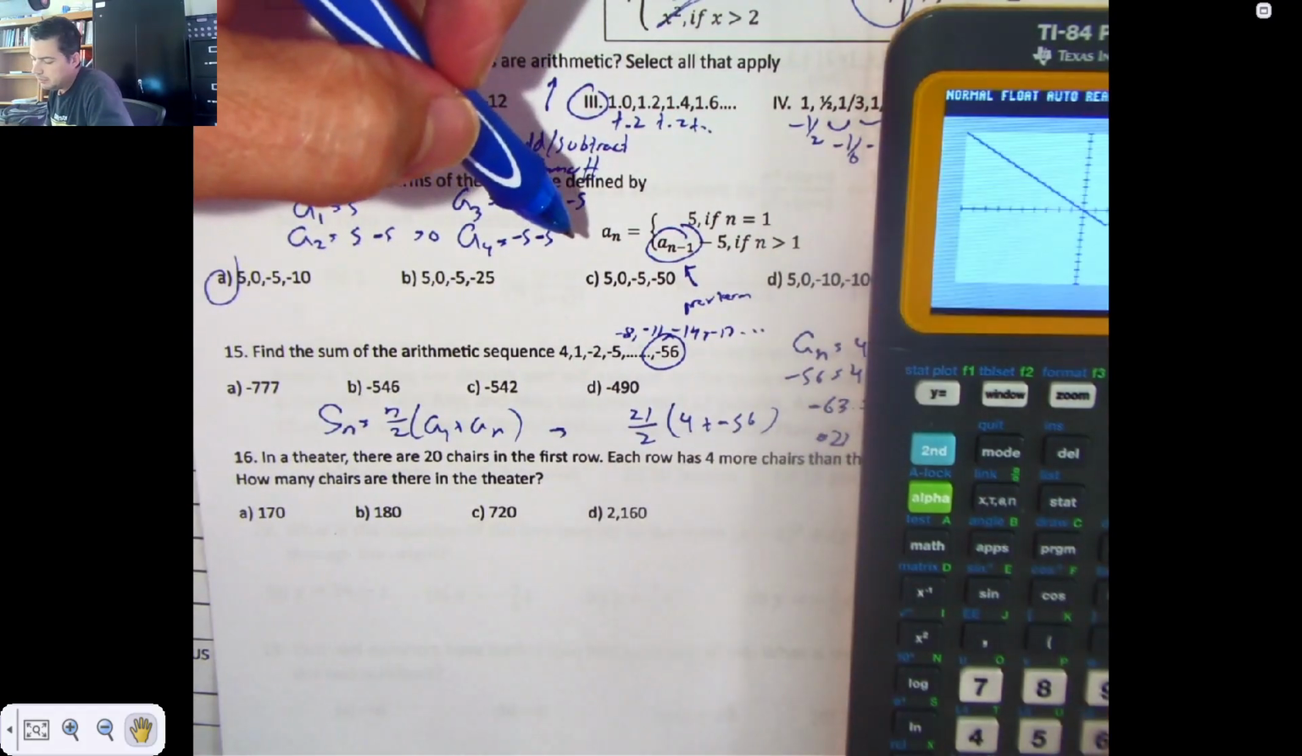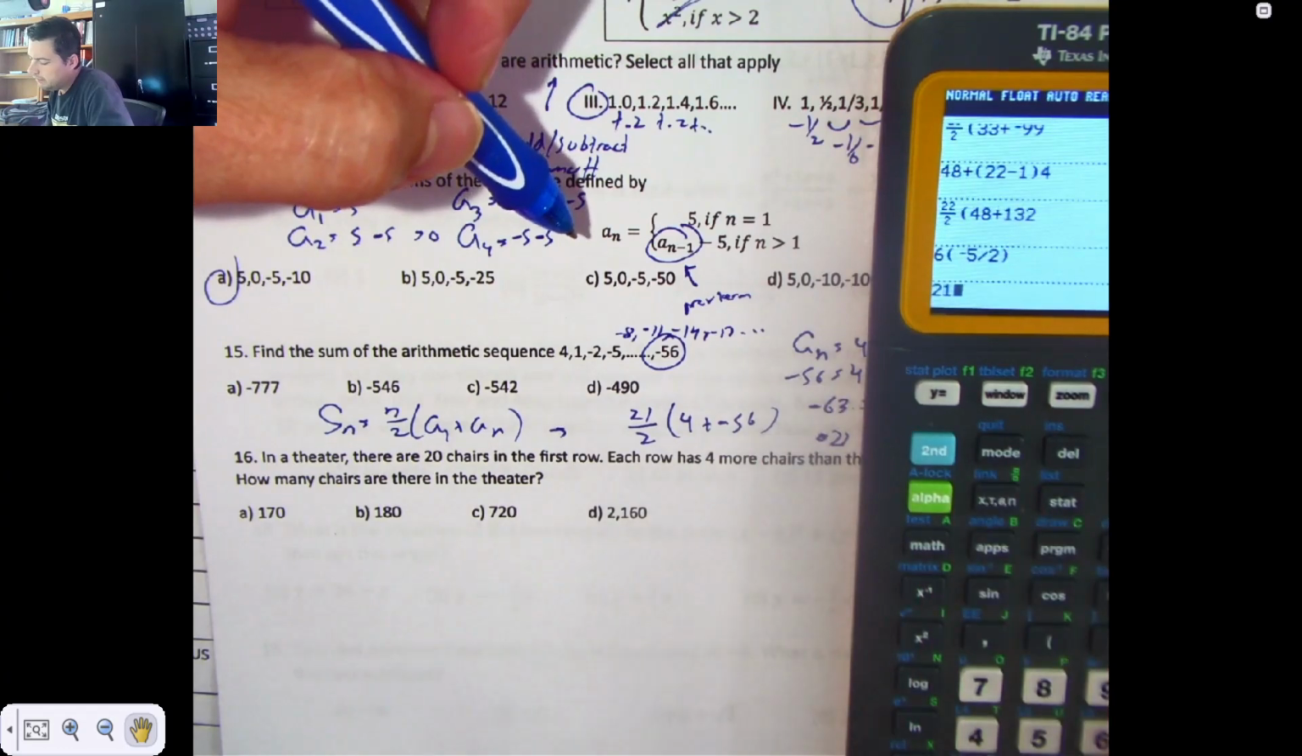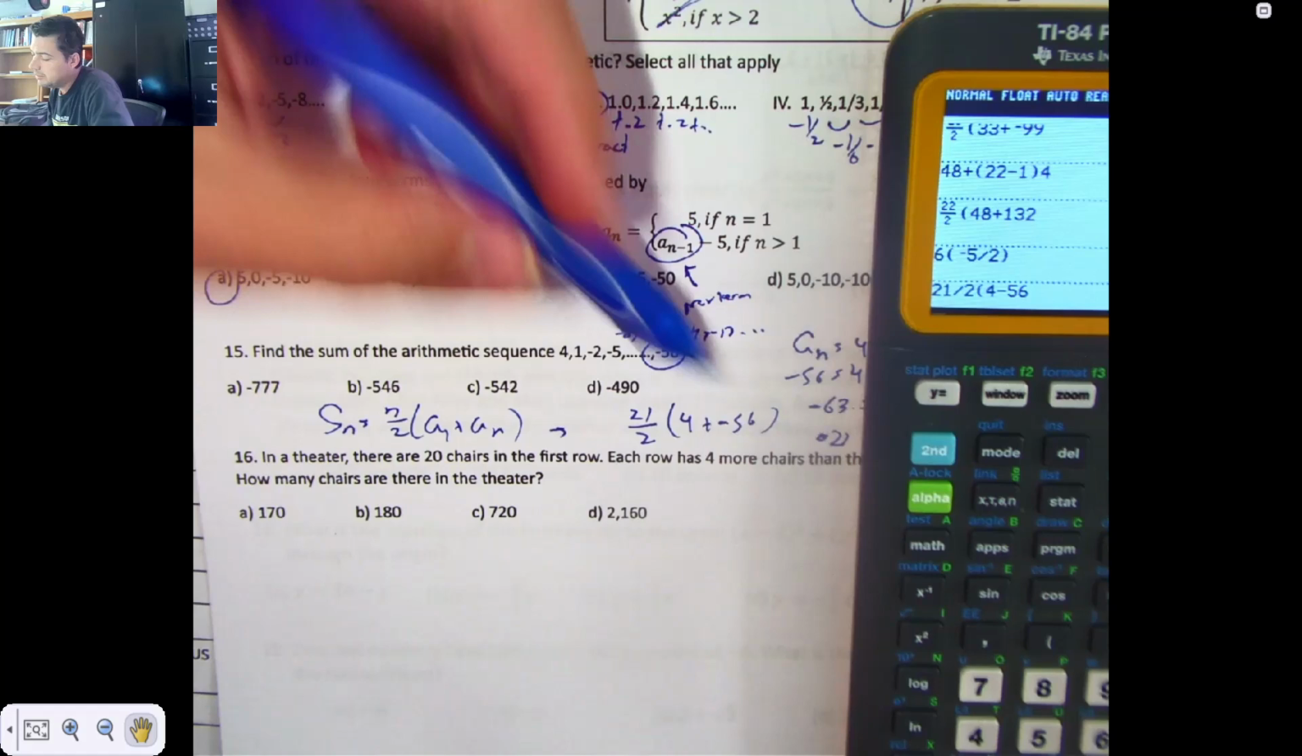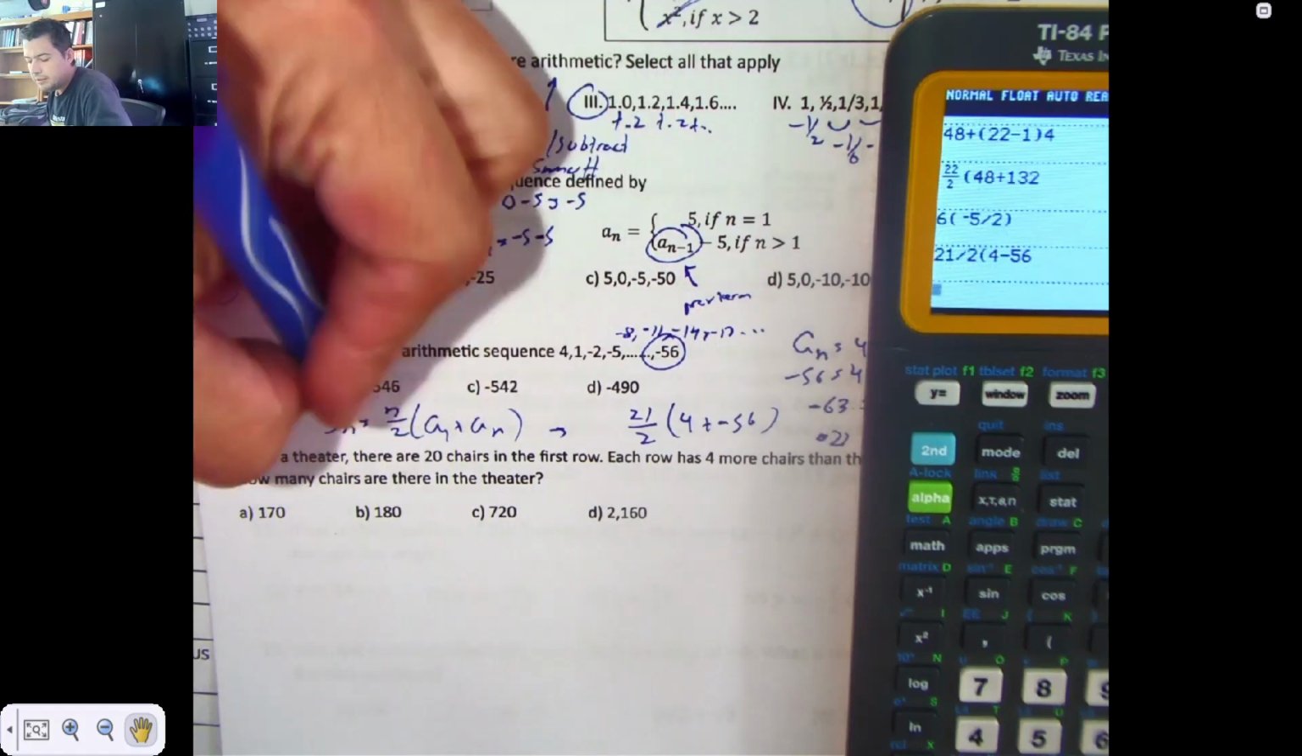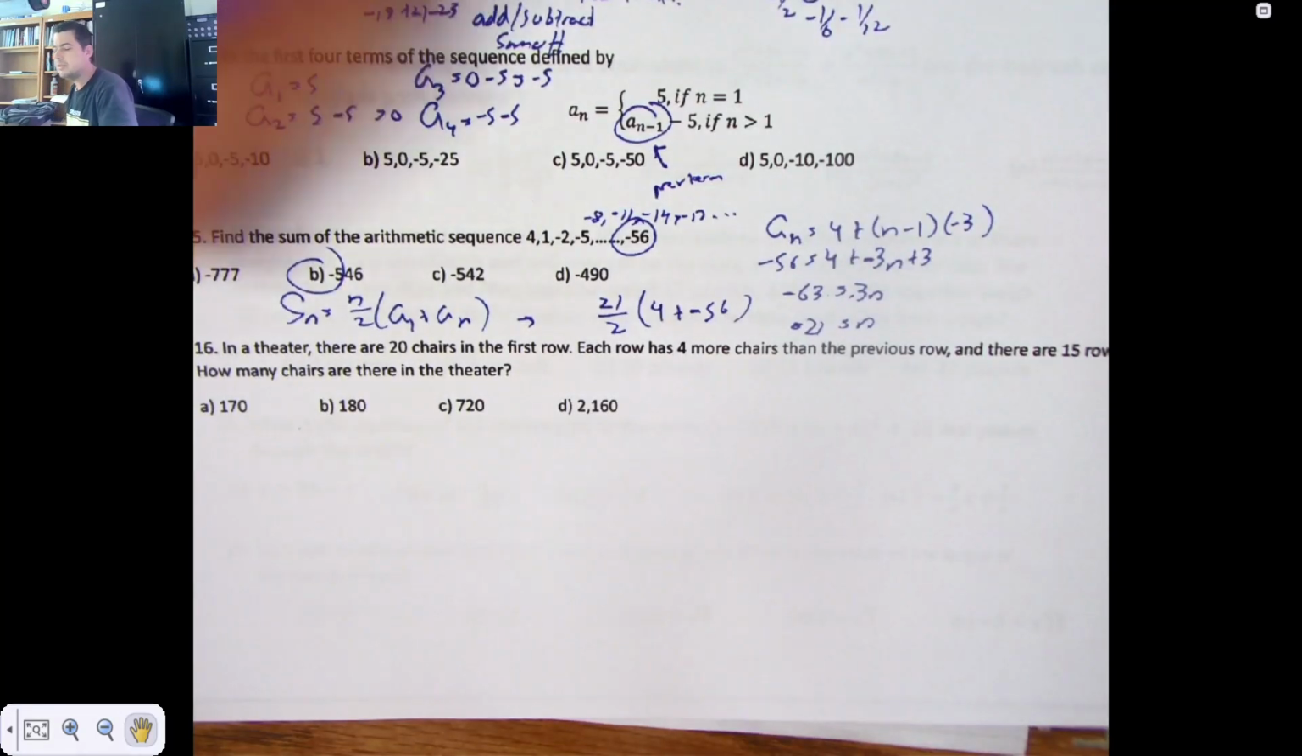You might still be writing up here. I don't know. Most of you who write out, 1 in 3 of you will make a mistake. But that being said, not a whole lot of people get this either way. Negative 546. In a theater, there are 20 chairs in the first row.